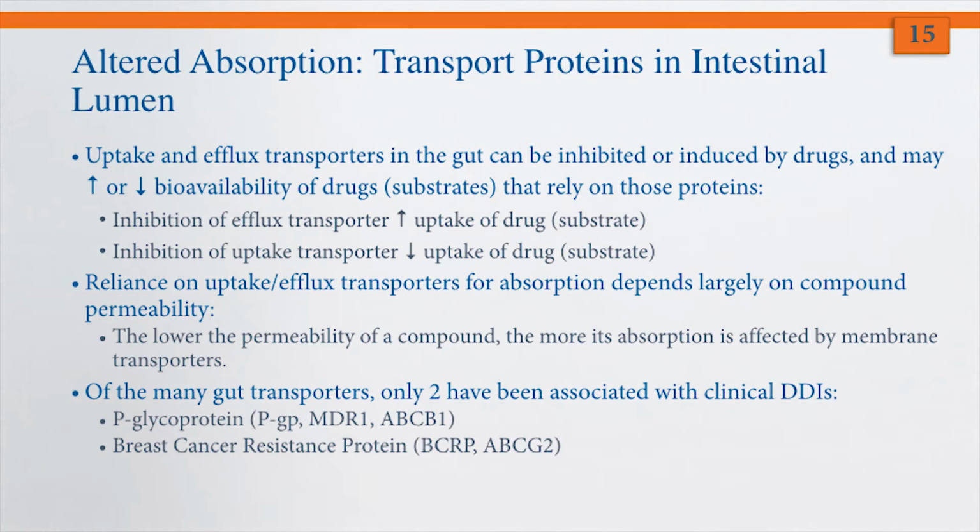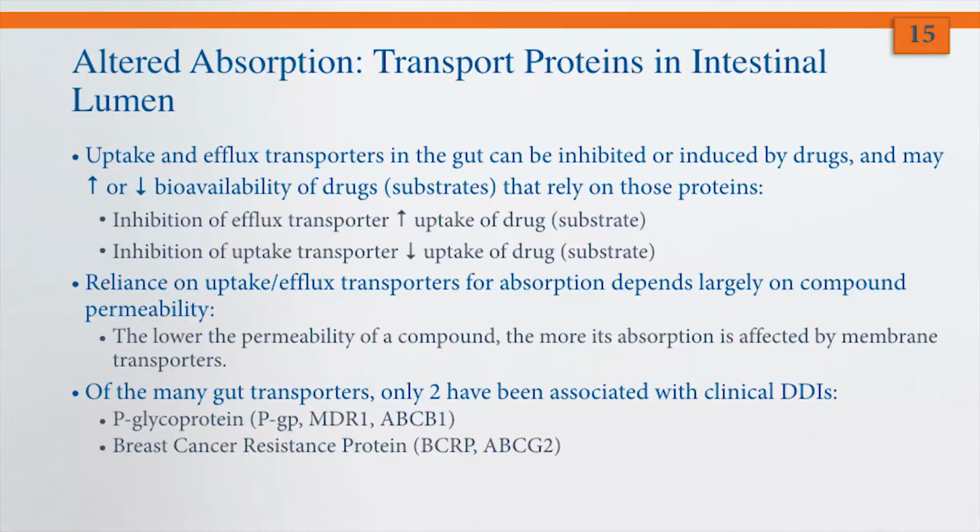So if you inhibit, for instance, an efflux transporter, you would be increasing the uptake of the drug. And again, reliance on these uptake and efflux transporters depends on the permeability of the compound in the gut. The lower the permeability, the more the absorption is affected by membrane transporters. Of the many gut transporters that have been identified, P-glycoprotein or PGP and breast cancer resistance protein or BCRP are the two that are most commonly associated with clinically relevant drug interactions.